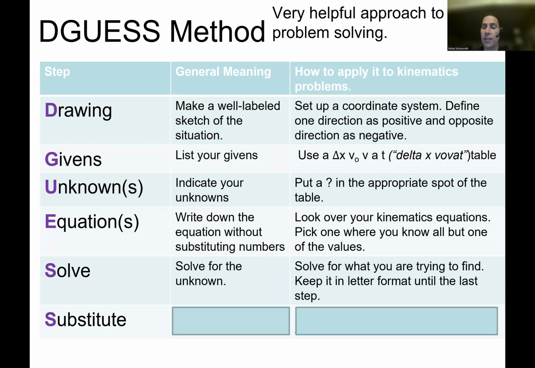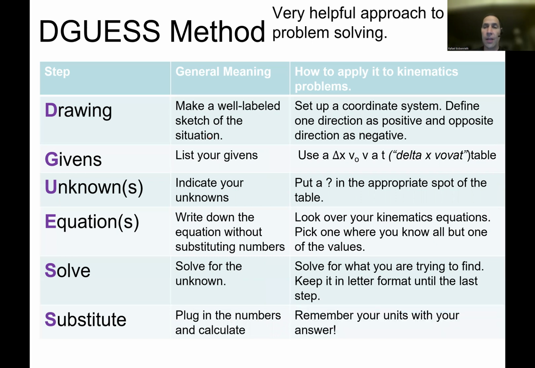Sometimes students just want to plug in numbers right away. I want to tell you, it's more powerful if you stick with the letters. Sometimes nice things happen, things cancel out and the equation becomes much simpler. And then finally, once you've solved for the unknown, plug in the numbers and calculate. And don't forget your units. That's really important. I will take points off on a quiz or an assessment if you write the right answer, but you don't properly label it with proper units. You will lose a little bit of the credit for that question.